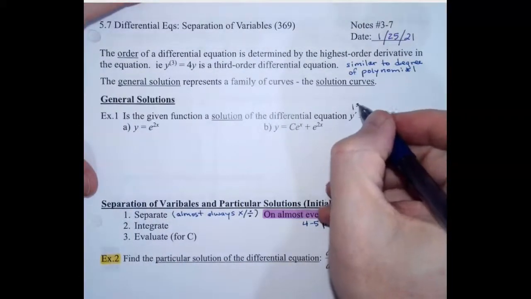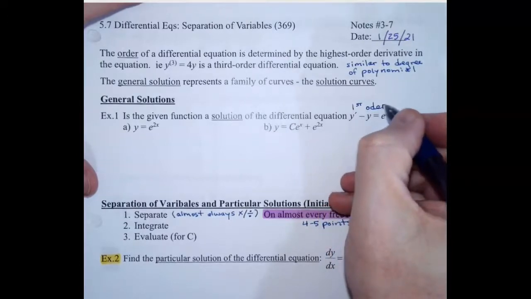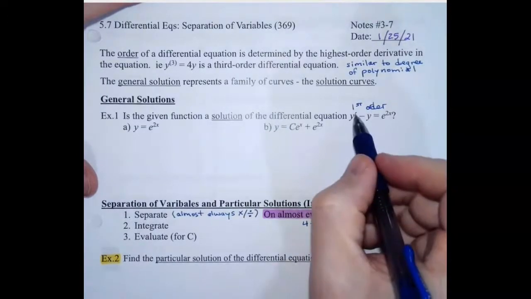So this would be first order right here, because it has a first derivative.